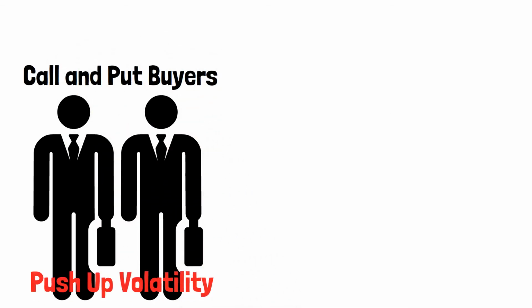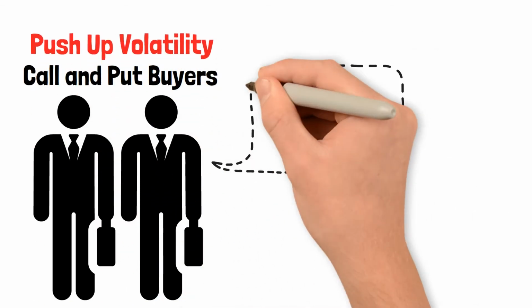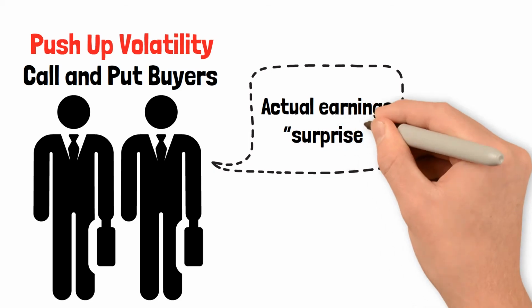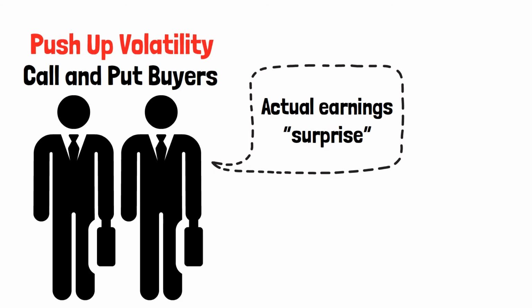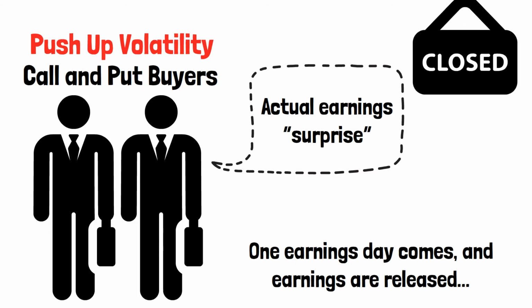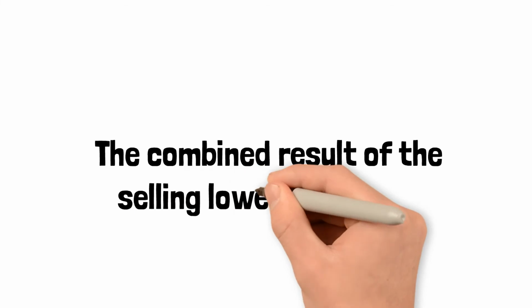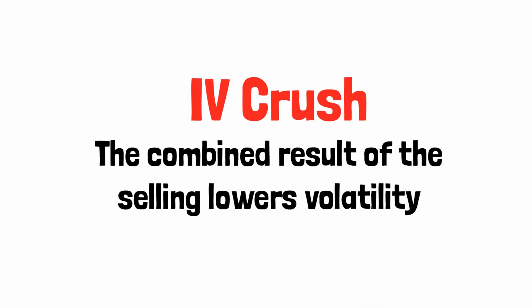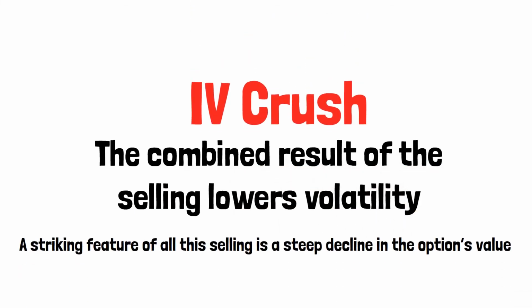In other words, the combination of call and put buyers push up volatility in anticipation of an actual earnings surprise. Finally, once earnings day comes and earnings are released, these trades are closed, and closed very quickly. The combined result of the selling lowers volatility, hence the IV crush. A striking feature of all this selling is a steep decline in the options value.